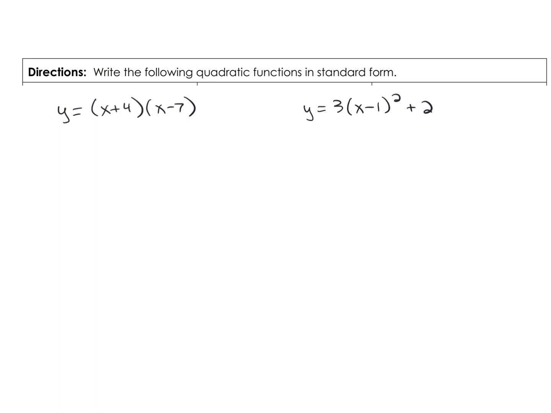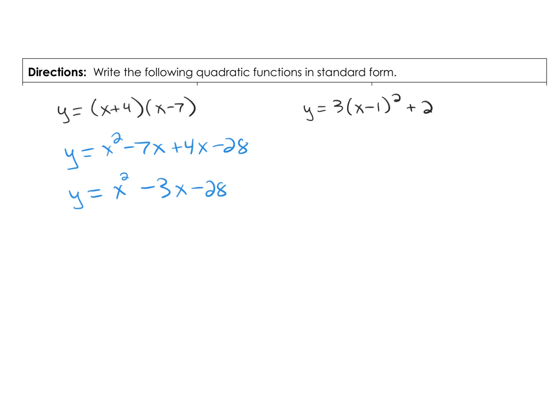First of all, write the following quadratic functions in standard form. That just means multiply everything out, and you'll be done. So in this case, if I use FOIL, I get x squared minus 7x plus 4x minus 28. So when I combine those two middle terms, I get x squared minus 3x minus 28.